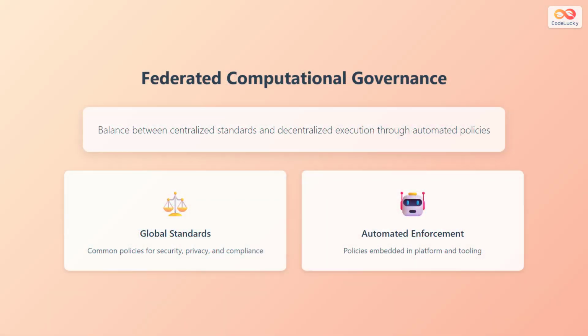Federated computational governance aims to strike a balance between centralized standards and decentralized execution through automated policies. This involves establishing global standards such as common policies for security, privacy, and compliance, while also implementing automated enforcement mechanisms where policies are embedded in the platform and tooling to ensure consistent application across the organization.